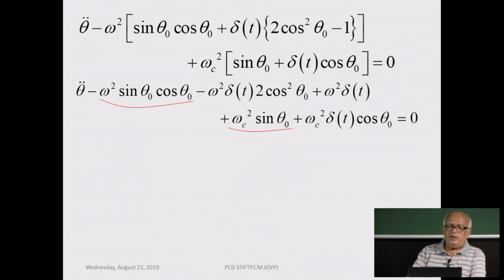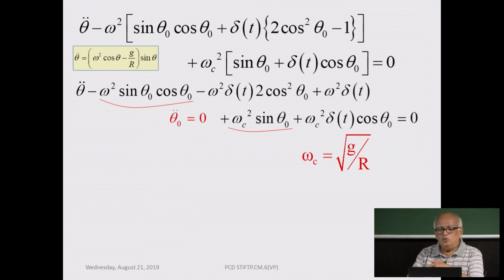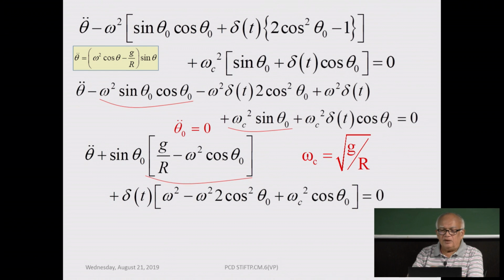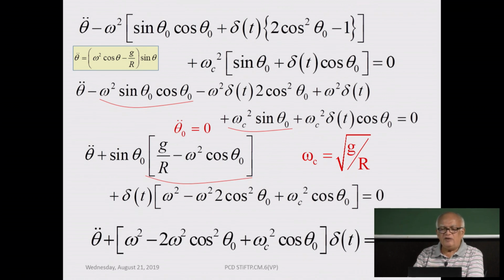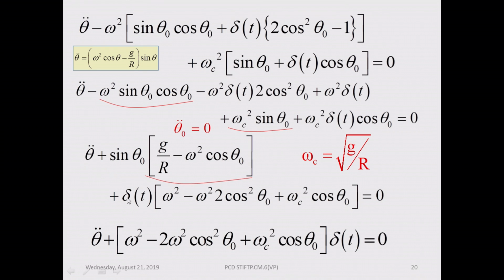And notice that from these two terms which have been underlined, you recover the original condition at the equilibrium point, which is theta 0. And at this equilibrium point, you know that these two terms must cancel each other, because these two terms will give you g over r minus omega square cosine theta 0, and this term vanishes at the equilibrium point. Okay, that is how equilibrium is defined. So, you are left with only this theta double dot and this term which is linear in delta.